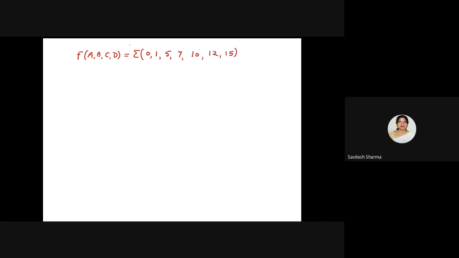Okay, so this is the given function, and the problem is to obtain the POS form. Obtain the Boolean expression in POS form. Okay. So this is my question. So what will you do? The easiest way, see, one more way, it is easy. One thing I will tell you. No need to do that step. You can skip.